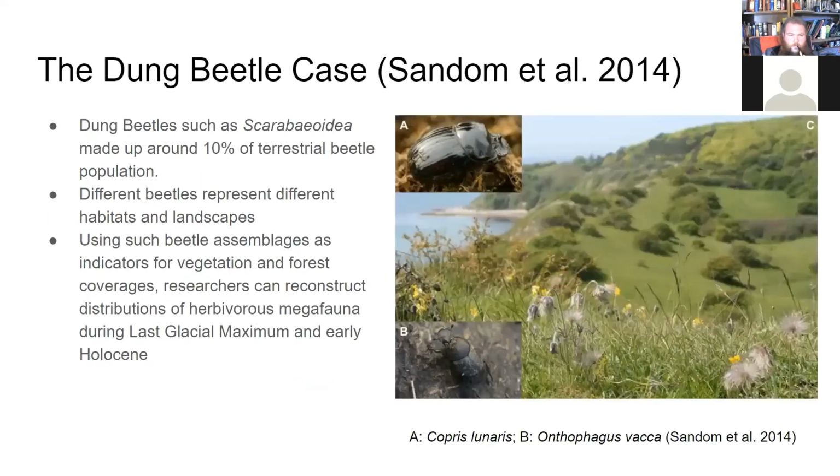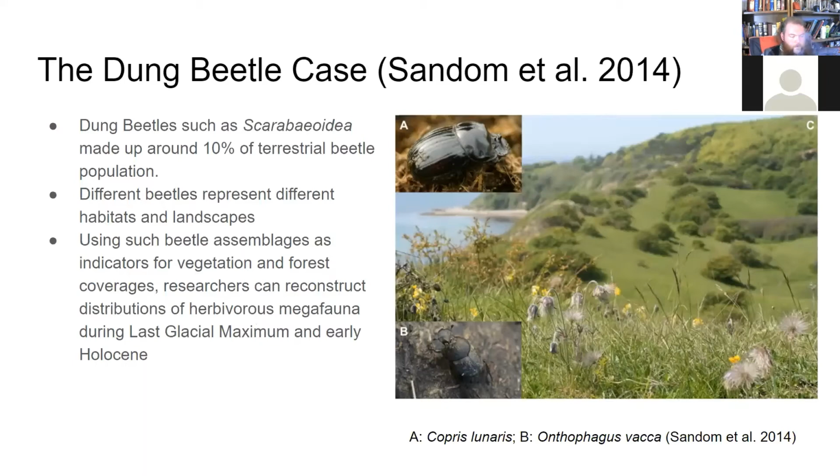And then I'm going to talk about some of the case studies that we're going to explore in this research. One of the major components of beetle records is dung beetles, showing up over here in the picture on the right. So we have two examples of dung beetles that were found in the modern landscape.